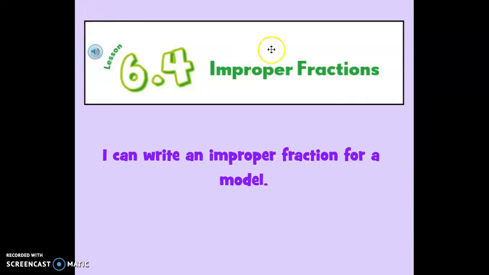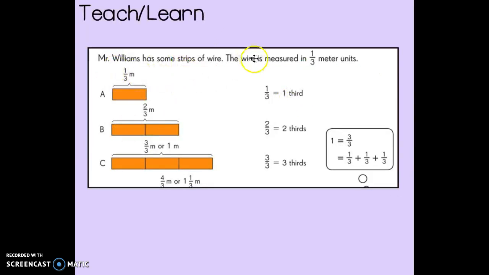All right, today's lesson we're going to talk about improper fractions, and students will be able to write an improper fraction for a model. So what do I mean by improper fraction? Let's look at this image right here. If I'm counting this, we're going to say that Mr. Williams has some strips of wire, and the wire is measured in 1/3 units. So right here he has 1/3.